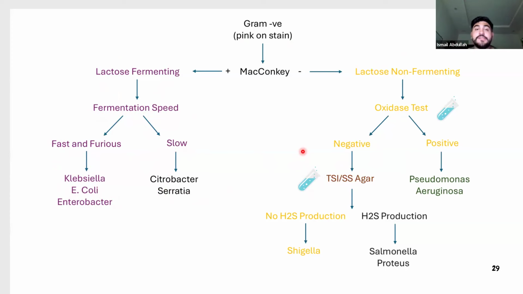The very first test you want to do is the oxidase test. Now, if it was oxidase positive, tamam, then it's most likely to be Pseudomonas aeruginosa. If it was negative, you want to do a further test. The further test is going to be a TSI or SS agar, which is short for Shigella Salmonella agar. On that agar, if there is hydrogen sulfide production, which is basically those black colonies that you will see on the agar, then this will indicate that this could be Salmonella or Proteus. But if there were no black colonies, then it's most likely to be Shigella. Tamam? Of course, I'm going to explain all of these.